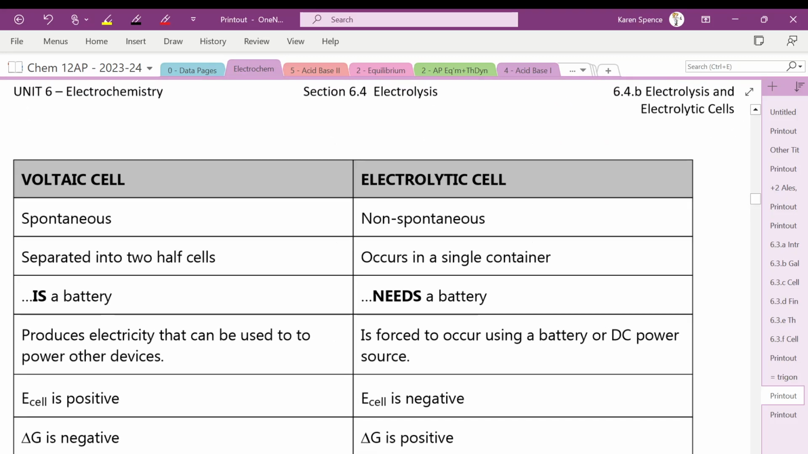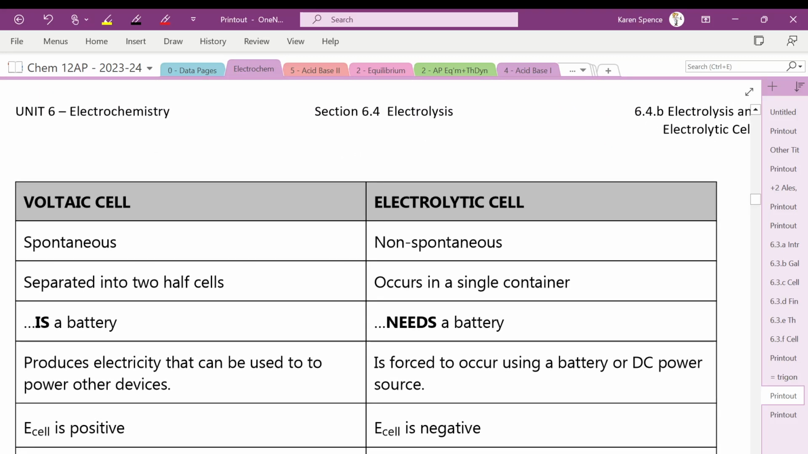Here's another little comparison chart. A voltaic cell has to be separated into two half cells. Why is that? We can do an electrolytic cell in one container, but we have to do a voltaic cell where we separate the two half cells. Chat with your partner about that. See if you can come up with a reasonable explanation.